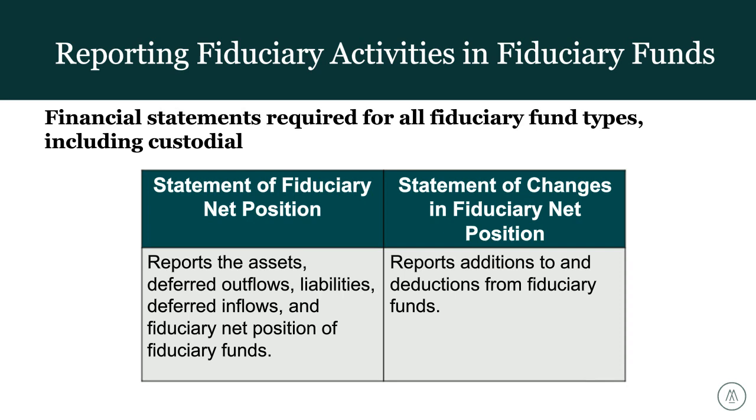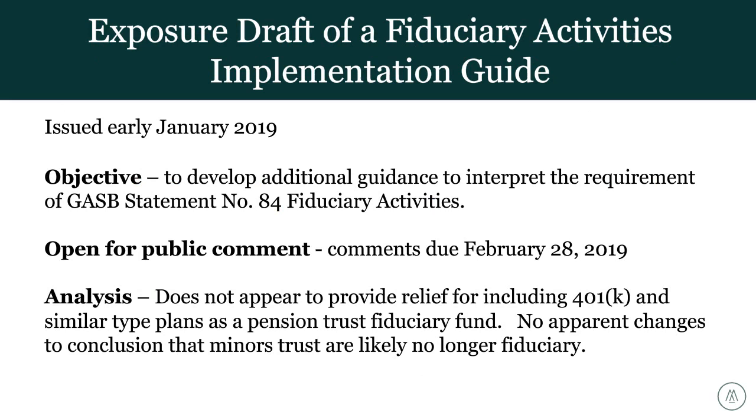There's been a lot of questions, as you can imagine, on GASB 84. So an implementation guide was issued in early January of this year, and that's still open for public comment with comments due by end of February. As of now, the implementation guide does not appear to provide relief for including 401ks and similar type plans as a pension trust fiduciary fund, and there are no apparent changes to the conclusion that minors trusts are likely no longer fiduciary. So it's worth taking a look.